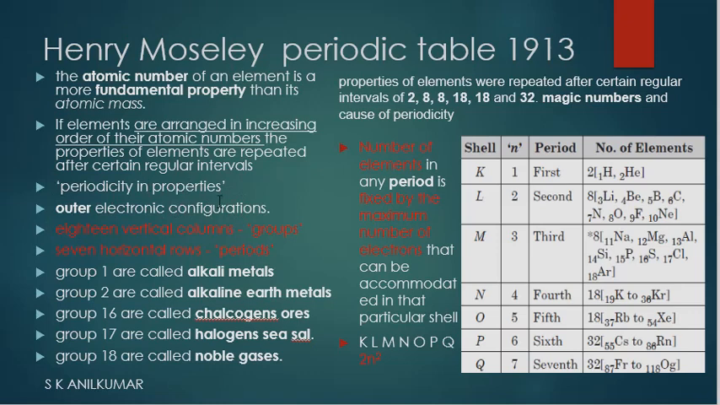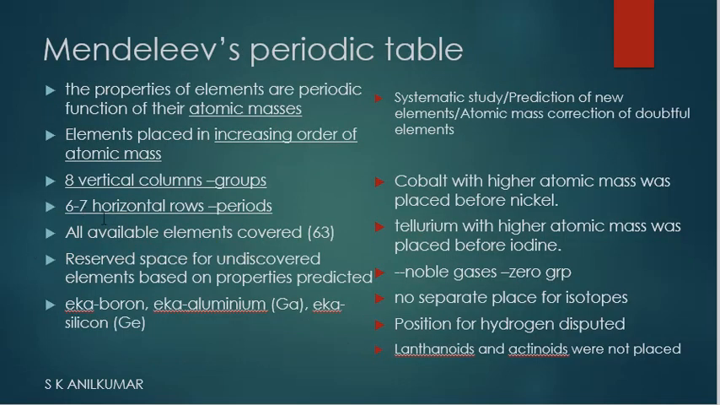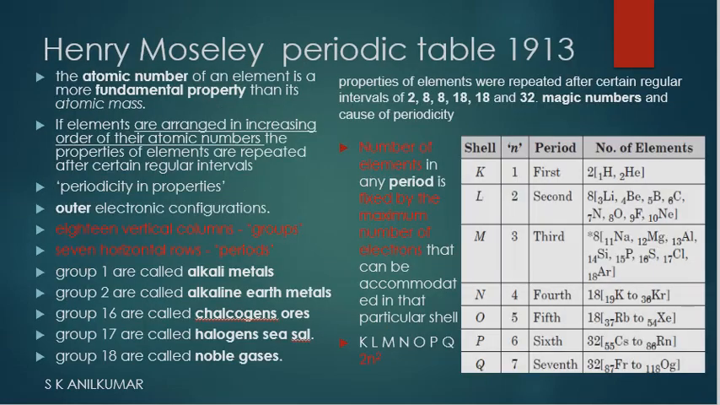Then he said a lot of this depends on the outer electronic configuration, not the atomic mass. Atomic mass depends on the nucleus; here the dependency is on the electronic configuration. What did he say? He said 18 columns and 7 rows. Here it was 8 columns and 6 rows. The columns are groups and the rows are periods.